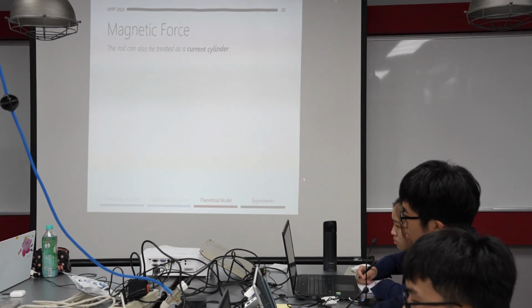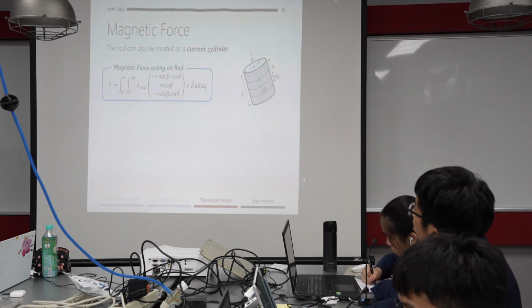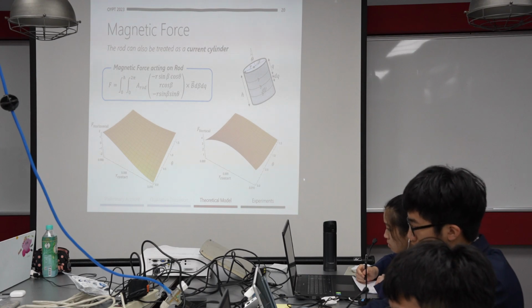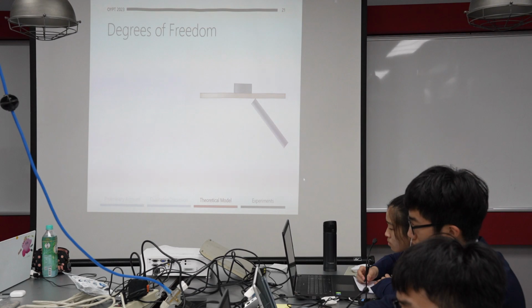To model the magnetic force acting on the rod, we can also treat it as a current cylinder and use the Biot-Savart law to once again obtain the following equation, allowing us to determine the horizontal and vertical magnetic forces. Hence, we can now model the motion of the rod.